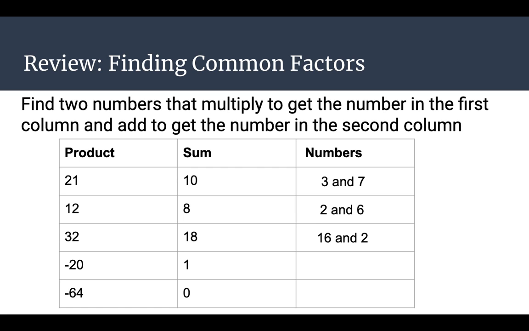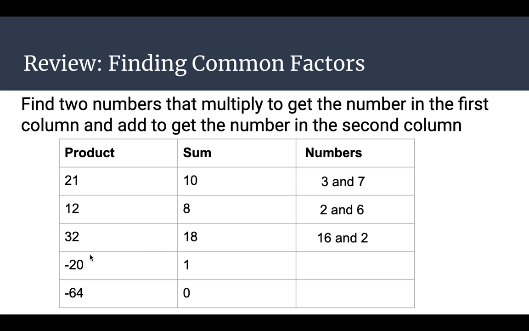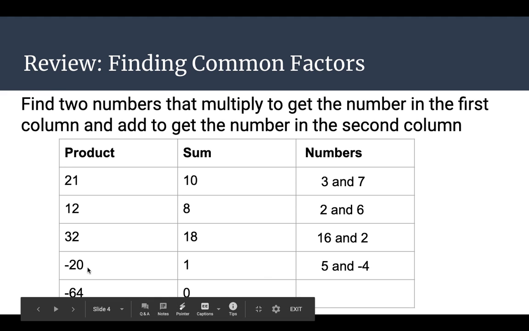Two numbers that multiply to give negative 20 and add to give 1. A hint here: if the product is a negative number, it doesn't matter if the sum is positive or negative, that means you have to have one negative number and one positive number, because the only way to get a negative number when you multiply two numbers is if you have one of each sign. So what works here is 5 and negative 4. Because 5 times negative 4 is negative 20, and if I add them, 5 plus negative 4 is positive 1.